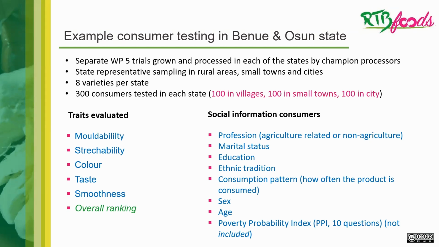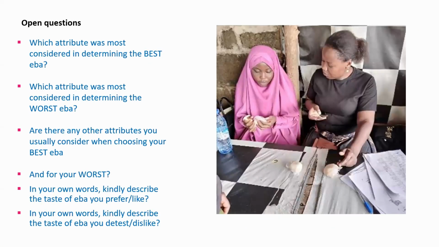These are the traits evaluated, and the social information we have highlighted, we have taken from the consumers to be able to segment the data afterwards. These were open questions because we also wanted to have some checks whether there are maybe other attributes that are important in deciding what is the best and the worst. Also, in your own words, kindly describe the taste of Abacha, because taste is a little bit of a tricky one. So we have some qualitative data also that can be coded and analyzed, to have a kind of cross-check.